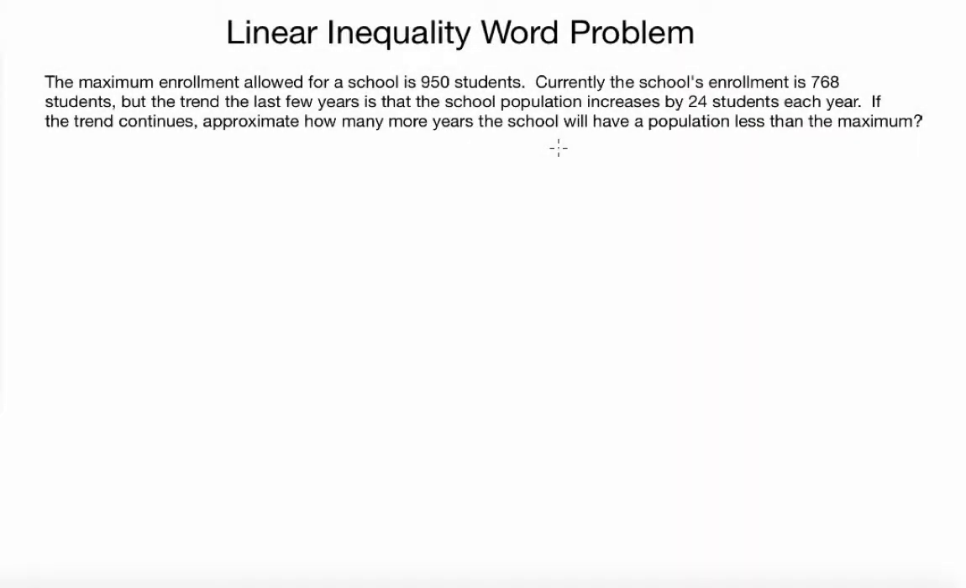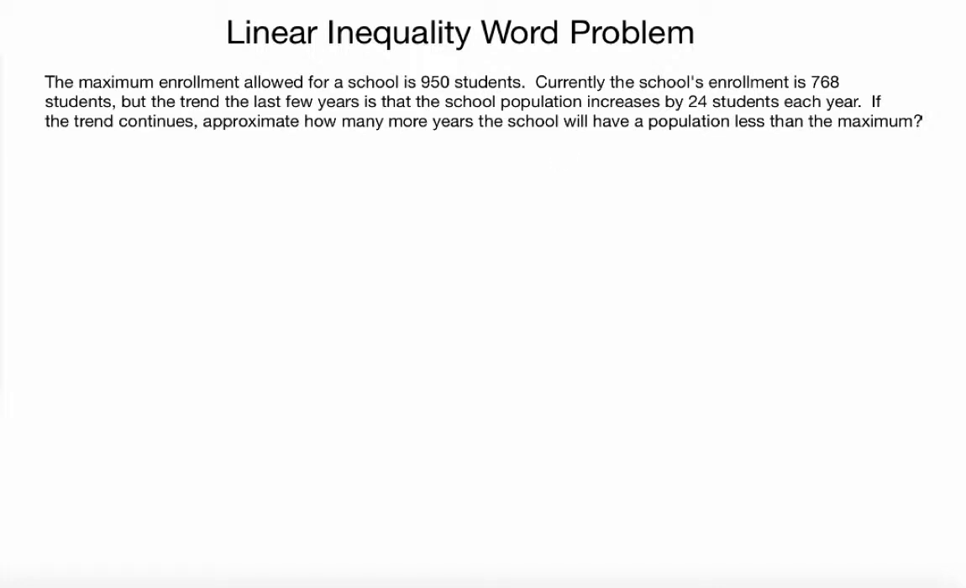Welcome to an algebra tutorial video learning about linear inequalities. In this video, we're going to go over an example of a linear inequality word problem, and talk about how to translate it into a linear inequality that we can then solve and use to answer the question.